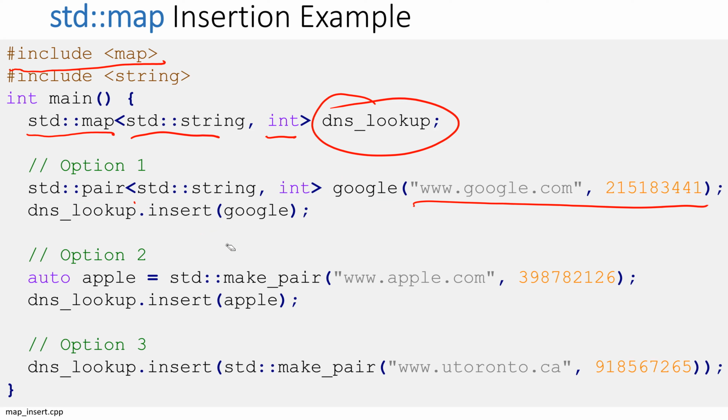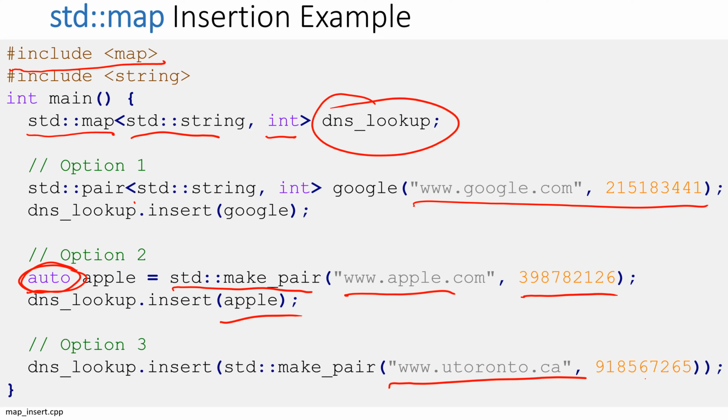I can shorten this a little bit. I can use the auto keyword to make a variable called apple, and there's a templated function called make pair. Make pair just makes a pair variable out of the 2 things you pass. Here I pass a string and an integer, and it'll make a pair out of that. Now I know the type of this, so I can use auto. Then I insert that. And if I want to be even shorter still, I could not make any temporary variables, and just take toronto.ca, some IP address, make a pair out of that, and insert it in the binary search tree. Okay, so all those 3 things basically do the same thing.